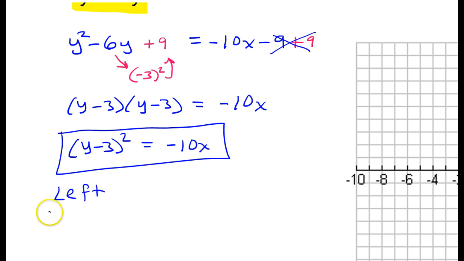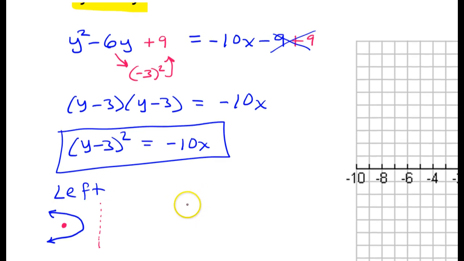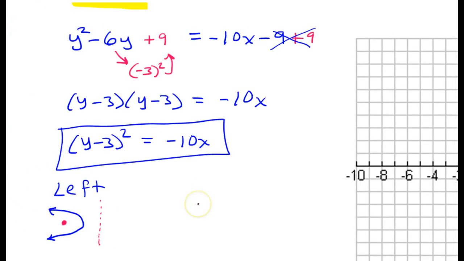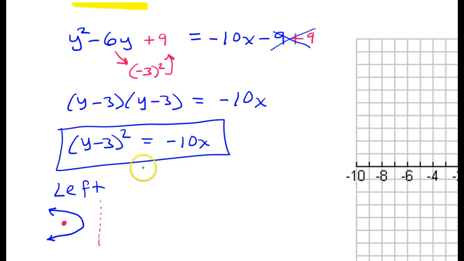So here's my thumbnail sketch. I'm going to have a parabola opening to the left. In the interior of the parabola, there will be a focus, and then off to the right, there will be a directrix, a vertical line. Okay, so with that in mind, let's go ahead and start graphing. We need to start with the vertex. What is the vertex going to be?